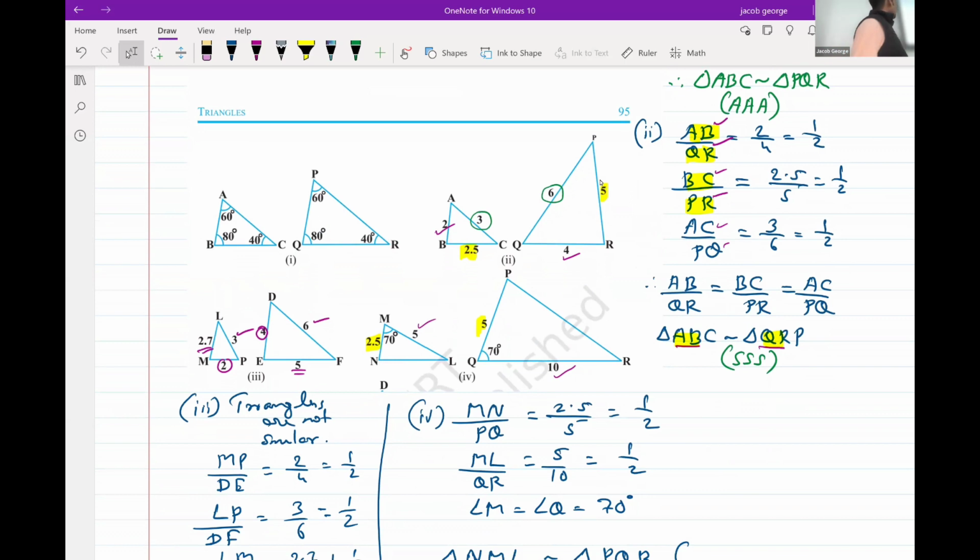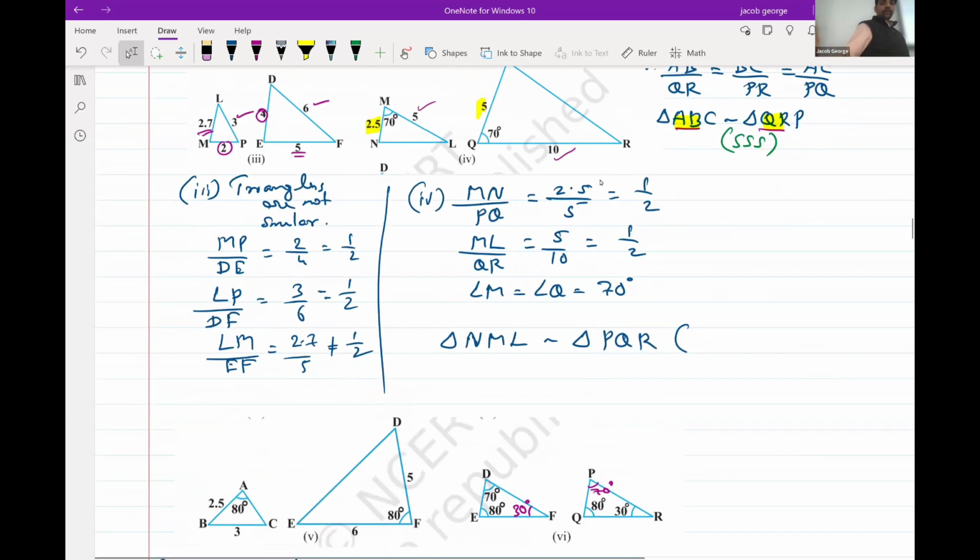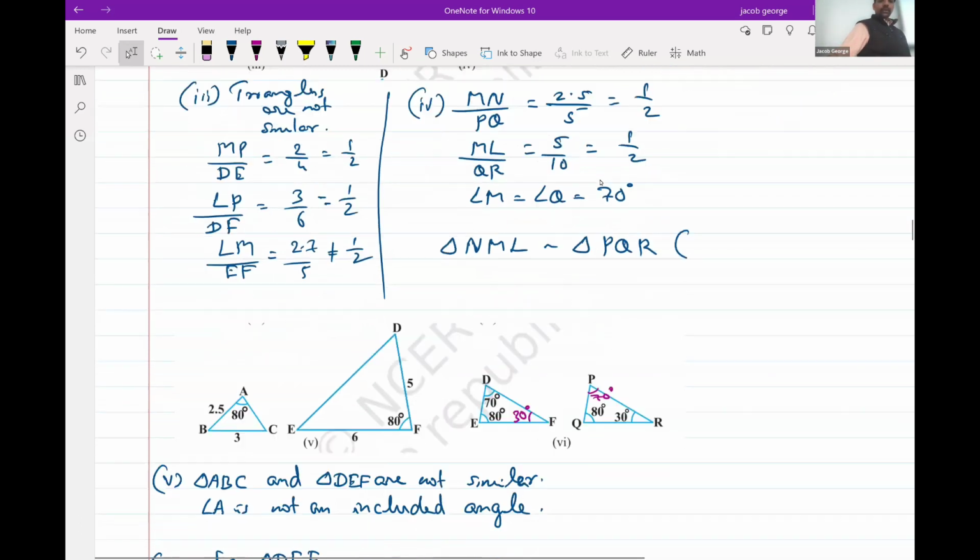The next one is not similar because 2, 4, and then 3, 6, but 2.7 is given, right? It has to be actually 2.5. So they are not similar. Next, 2.5, 5, 5, 10, 70, 70. Are they similar? By what similarity criteria? SAS. SAS, it is similar. So, yes, here it is. SAS, fourth one. SAS is similar. So, like this, you will easily do this type of question, right? Yes. And look at the last one.